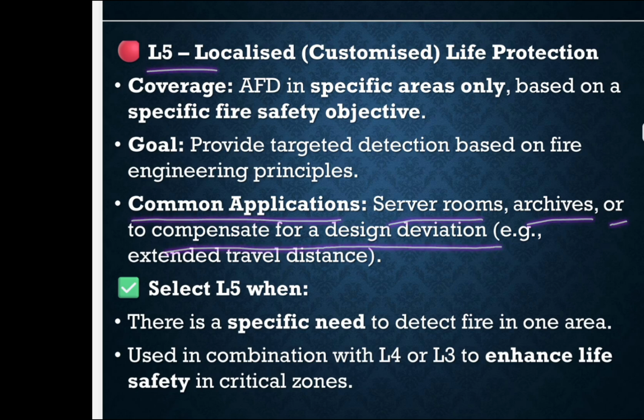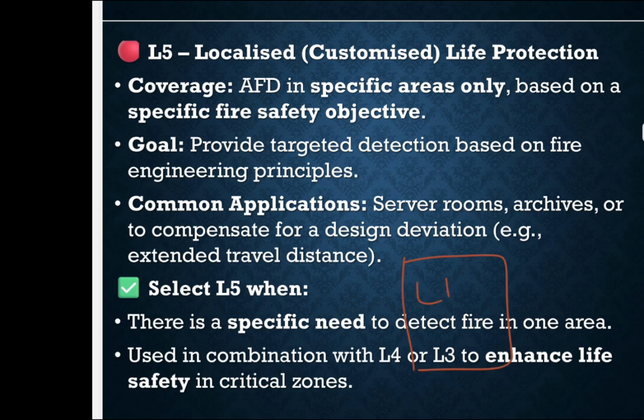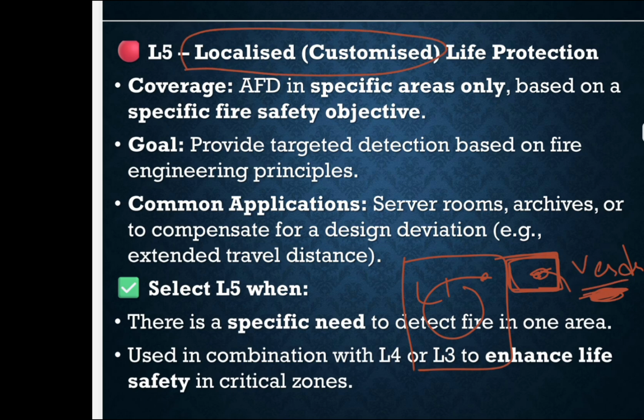For example, in one building I have L1 type of fire alarm protection, and there is one room in this project which requires a VESDA system, a very early smoke detection system. So there is a deviation. This system is different and this system is different, but to protect this room we require another kind of fire alarm protection system, for example a VESDA system. So that will come under localized or customized fire alarm protection system. It will be mostly in some services rooms and critical rooms.